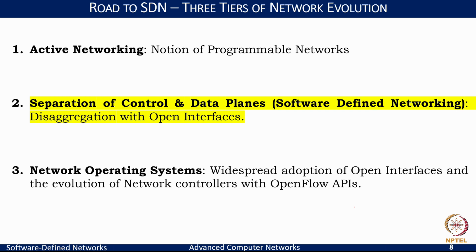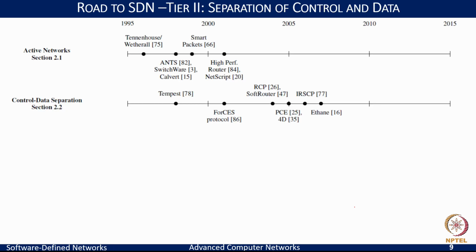The second of the tiers is the separation of control and data planes, which is what we actively refer to as software-defined networking. In fact, this was the initiation of the journey for SDN, wherein the disaggregation of the hardware from the software that would manage and control it started with the enumeration of open interfaces. Let us look at some of the key works that set the path for the separation of control and data planes. The first of the works is Tempest, which was put forth in the late 90s.